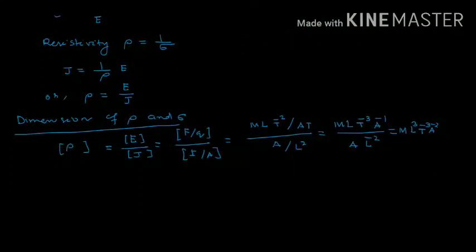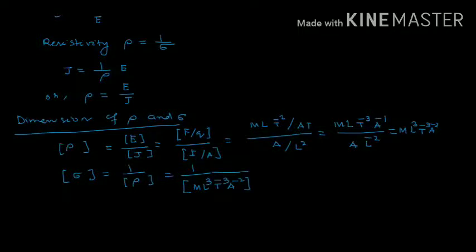Now dimension of sigma. Dimension of sigma is the reciprocal of dimension of rho. So 1 by dimension of rho is M to the power minus 1 L to the power minus 3 T cube A square. So this is the dimensional formula of conductivity.